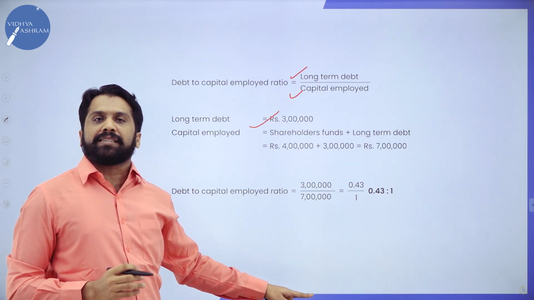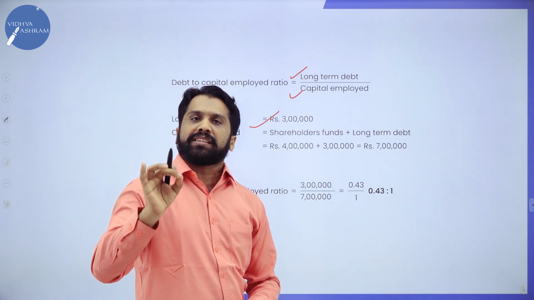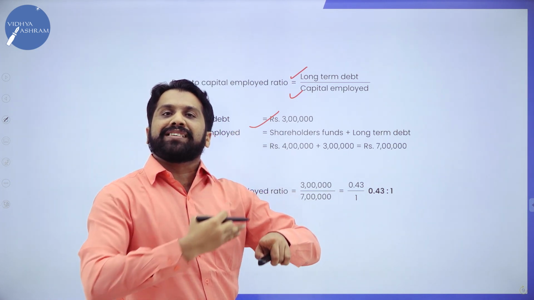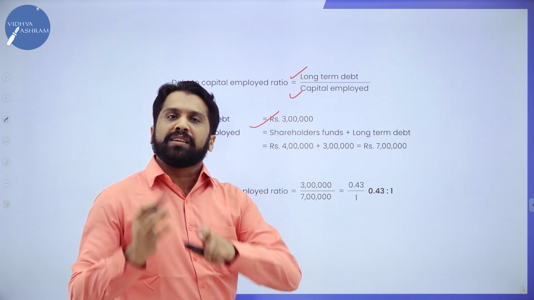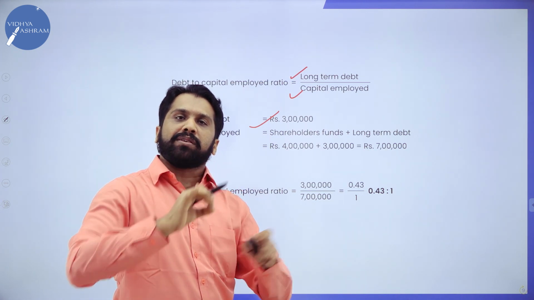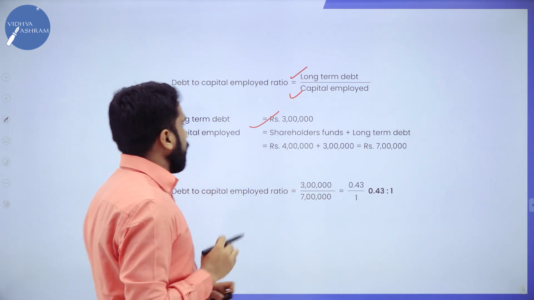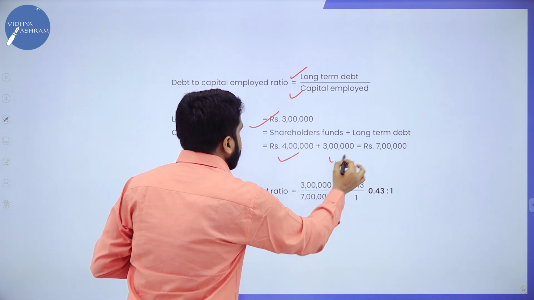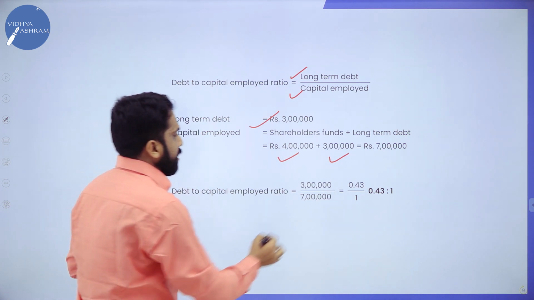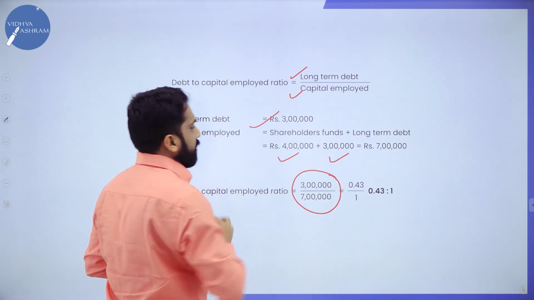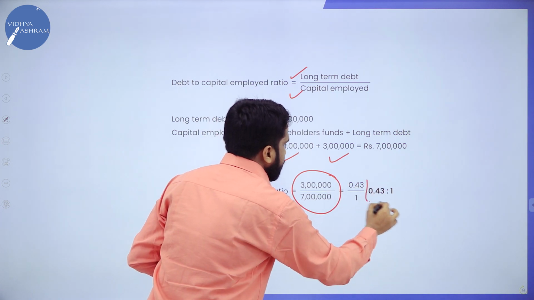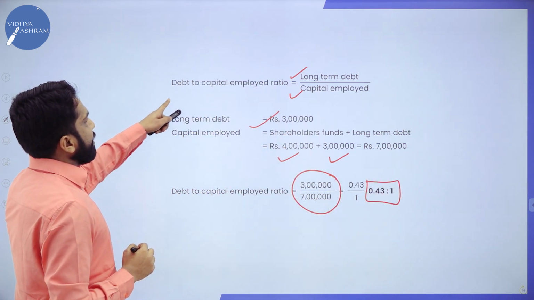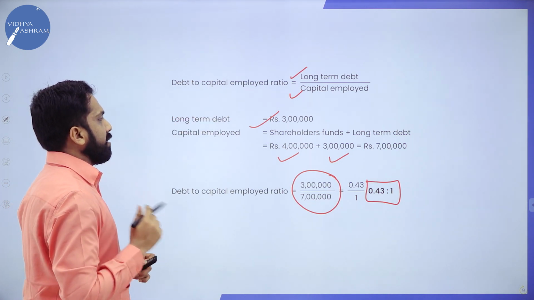Whatever we are practicing now, the same kind of questions you will get in your examination. It won't be difficult. Whatever we are discussing in today's session, the same kind of problems you will get on the following ratios. Now, capital employed, as I told you, is your shareholders' fund plus long-term debt. So what is your answer? 3 lakh divided by 7 lakh, your answer is 0.43 to 1. This is called the debt to capital employed ratio.